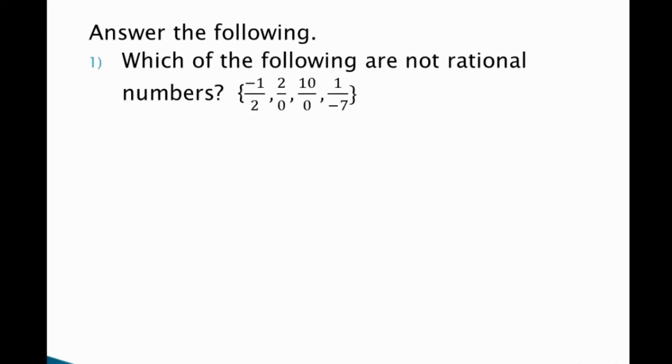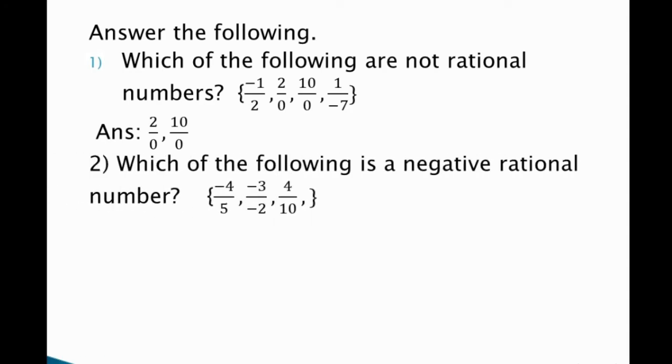Now try to do these questions. Answer the following. Which of the following are not rational numbers? The rational numbers within the bracket, minus 1 by 2 and 1 by minus 7, are both in the form p by q, and p and q are integers and q not equal to 0. But the second and third fractions are in the form p by q but q is 0. Hence, 2 by 0 and 10 by 0 are not rational numbers.